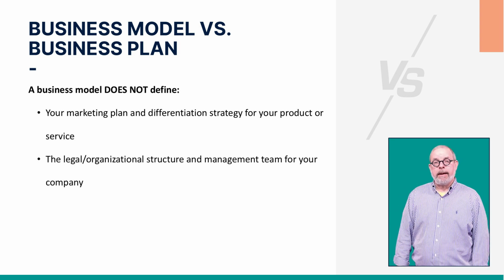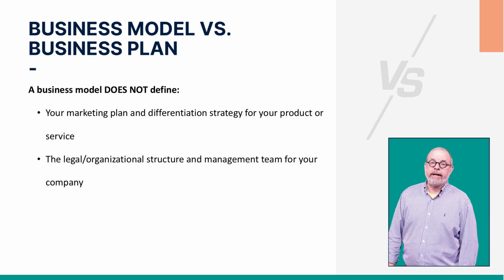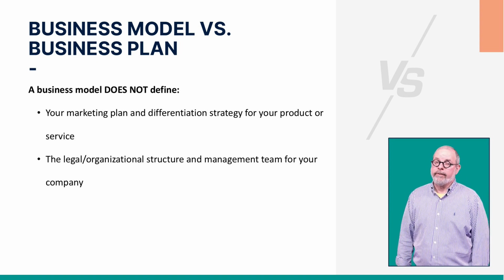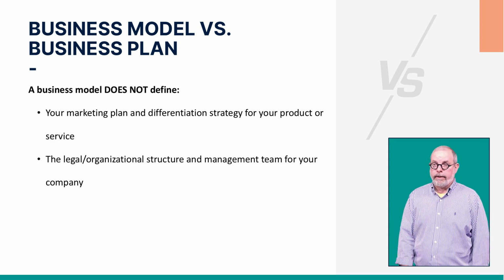Another thing a model does not do is show the legal or organizational structure and management of your company. It's very important for every company to have a management structure or an organizational structure. You've got the owner or CEO. You might have some key C-suite level people like a chief operating officer or a chief marketing officer. You might have a VP of sales. Those are all important parts of your business plan, but they're not part of the business model.